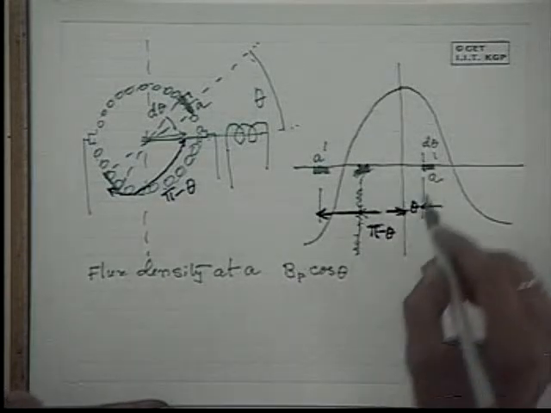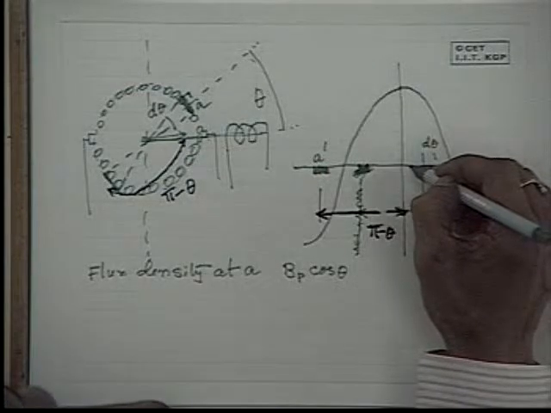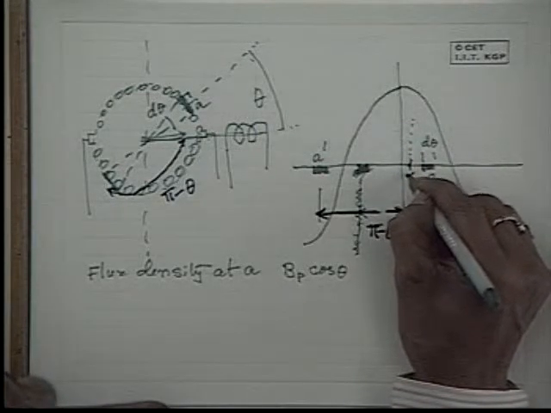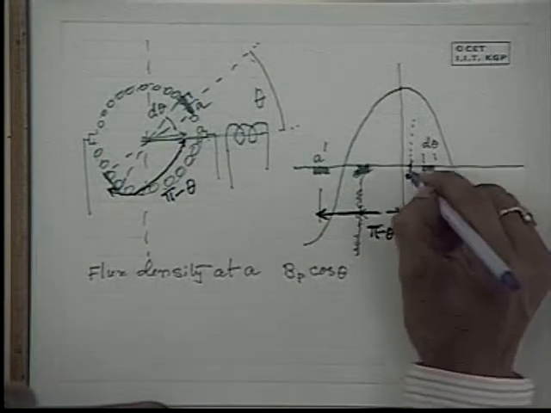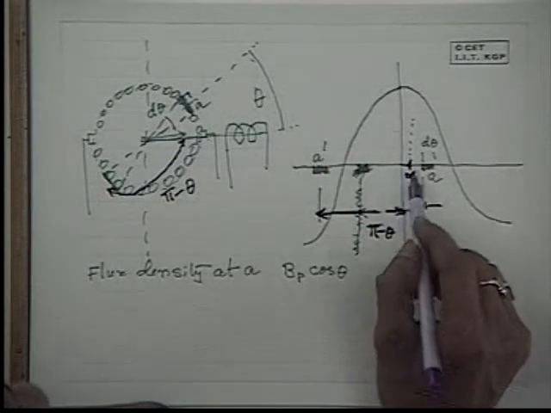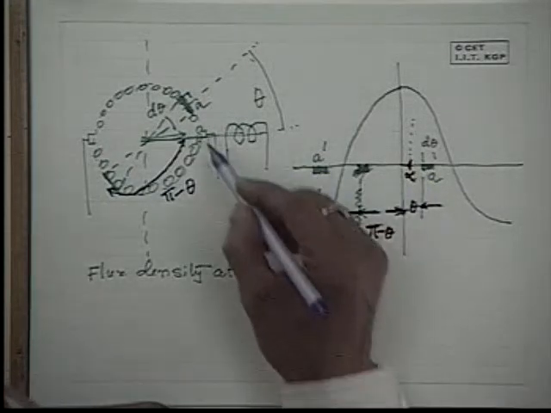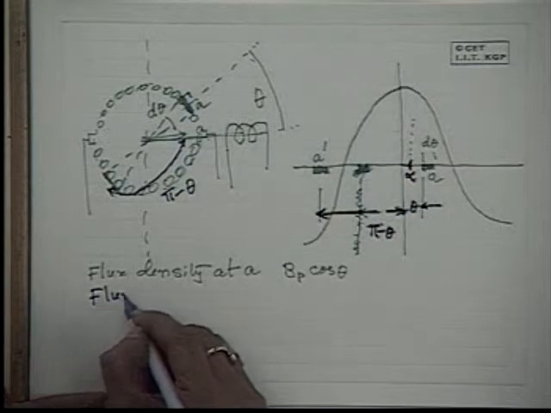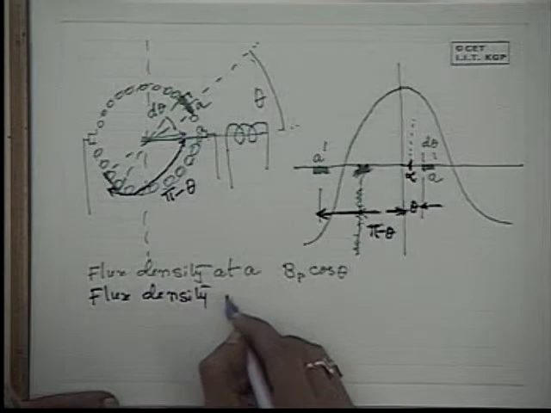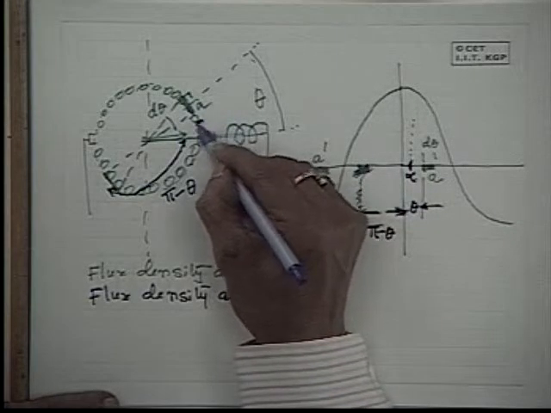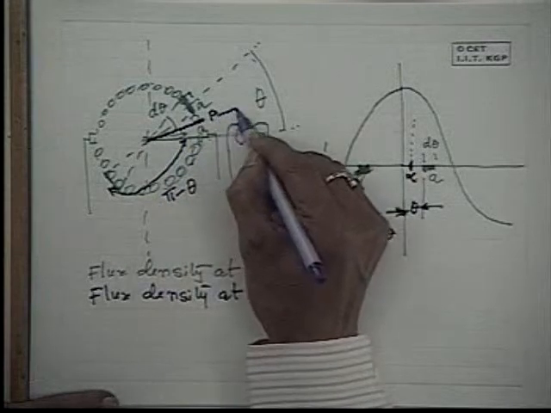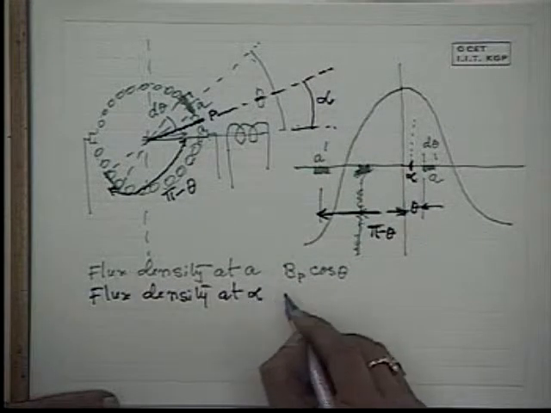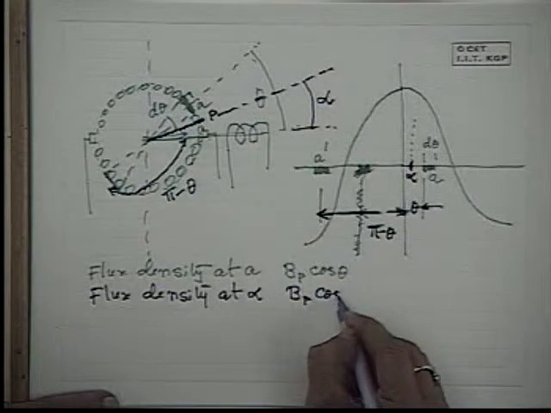To do this, we first assume that we take any position at an angle alpha, where alpha is a point between A and A dash. That is, we take any point here, alpha. Now, let us call this position P at an angle alpha. Flux density at alpha will be BP cosine alpha.